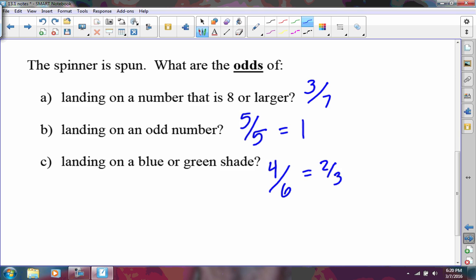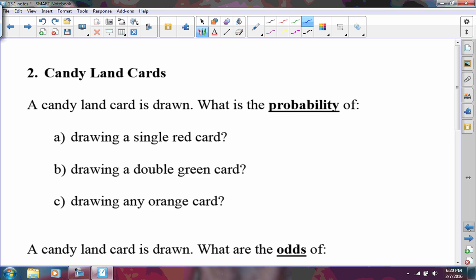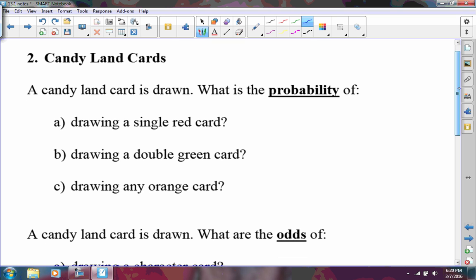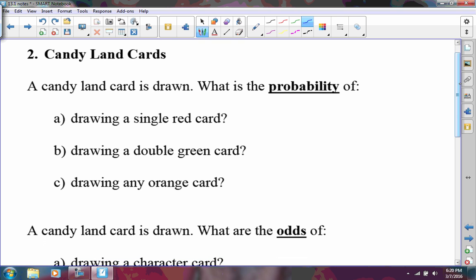All right, the other activity we're going to have is Candyland cards. If you've ever played the game Candyland, they have cards that have either a single square or they have cards that have 2 squares on them and they're different colors, or sometimes they have little characters on them. So in class, I'll have a set of those cards. And all together, there are 64. That's our total. There are 64 cards total.